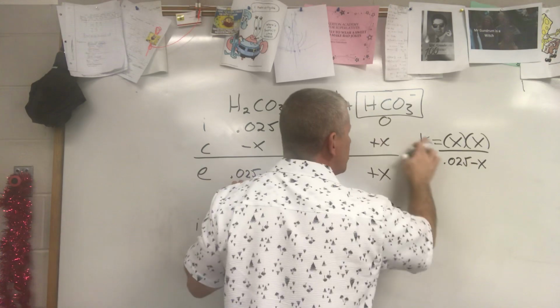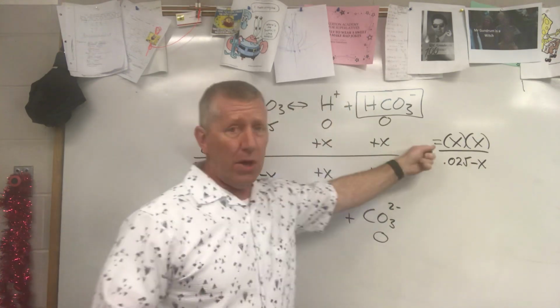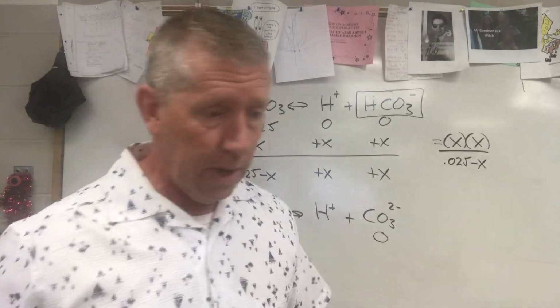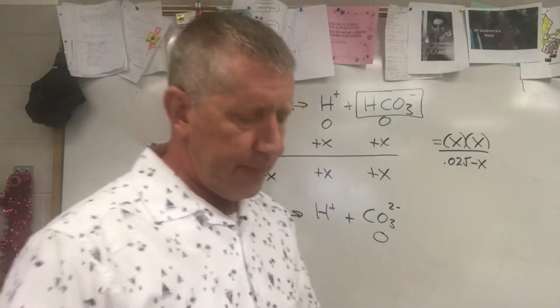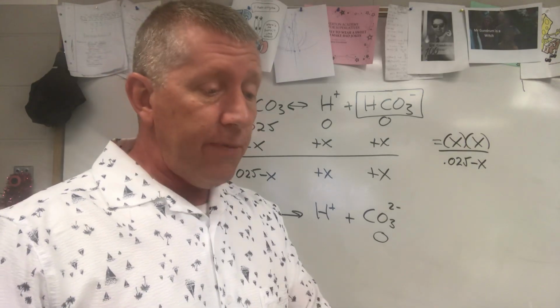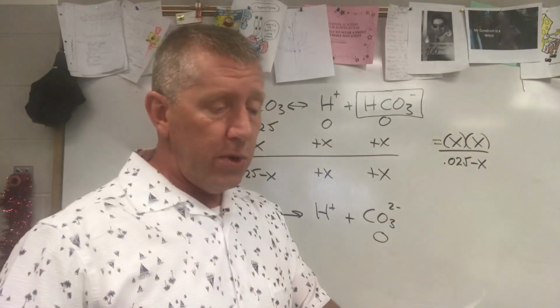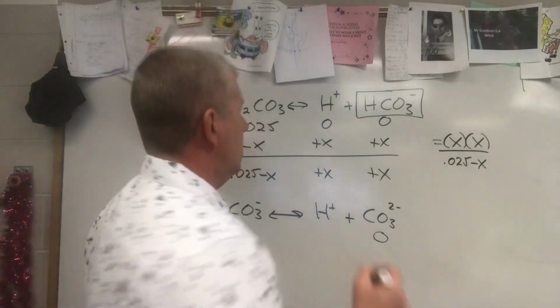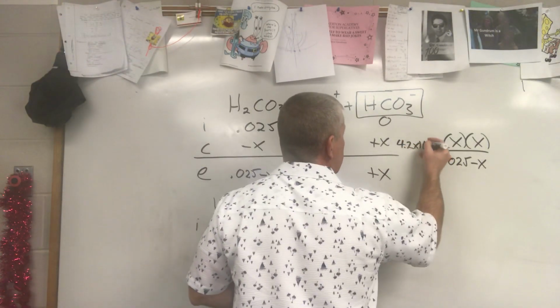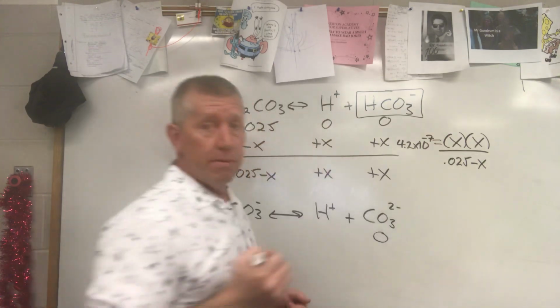Okay, that means I should have been given in this problem a K value for the carbonic acid, or I am in big trouble. Let's see. I believe I was. The Ka for carbonic acid is 4.2 times 10 to the negative 7th.